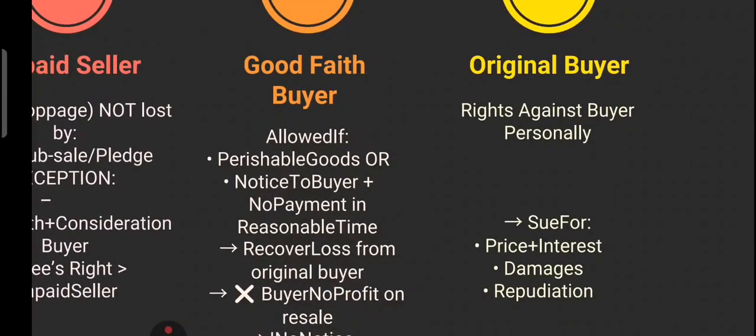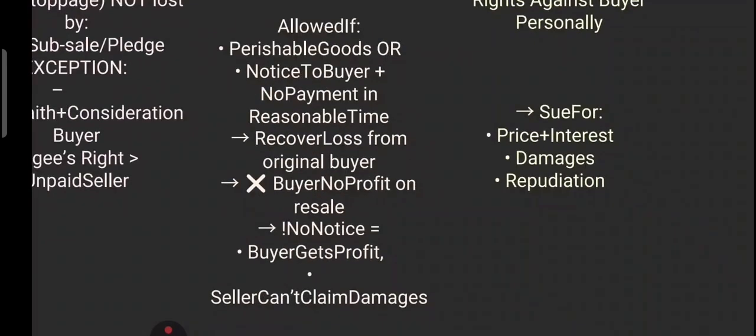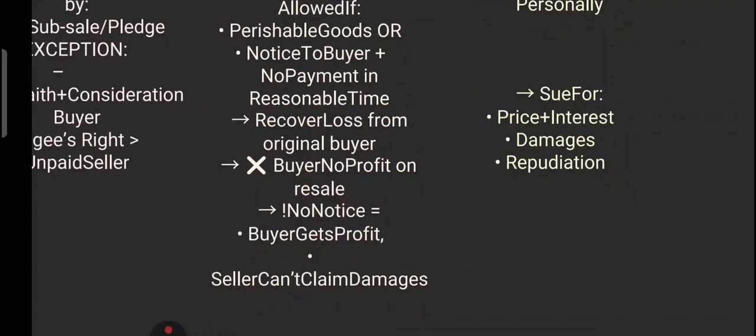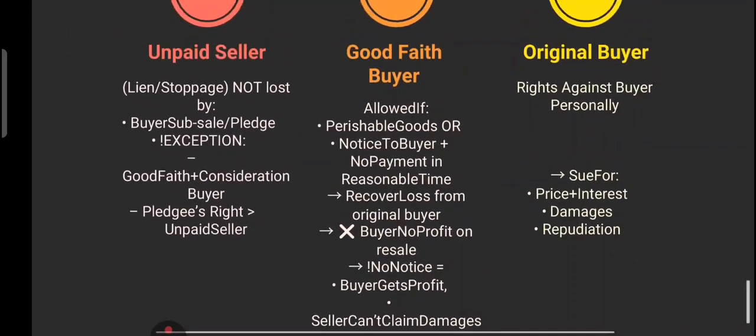Then original buyer, what are their responsibilities? See, the original buyer, meaning the one who purchased the goods from the seller, is personally responsible for paying the agreed price. The seller can take legal action if they don't receive payment. First of all, they can go for a suit for price, asking the buyer to pay the original price, charging for any delay, that is called interest, damages if the seller has suffered loss due to the non-payment, and repudiation, meaning cancelling the contract. So to summarize, the unpaid seller can hold the goods until the payment is made, but this is subject to certain conditions.